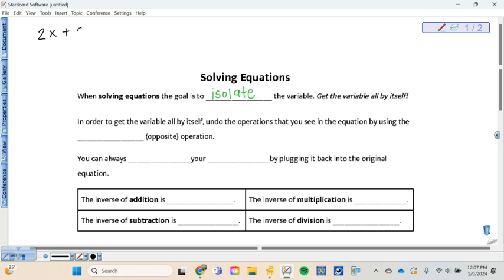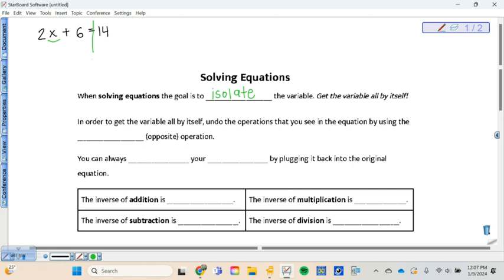2x plus 6 equals 14. So my goal when I'm solving the equation is to isolate the variable, get the variable all by itself. What is my variable in this equation? X, right? Variable is just the letter. So it's x. We want to get the x by itself.